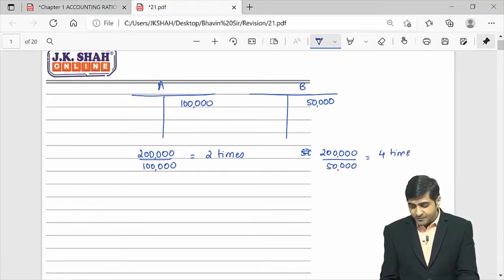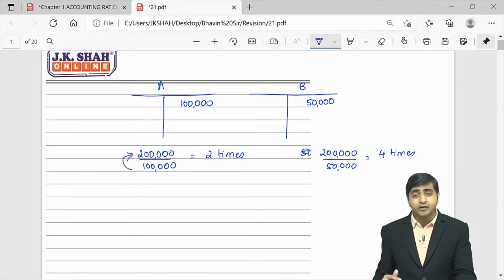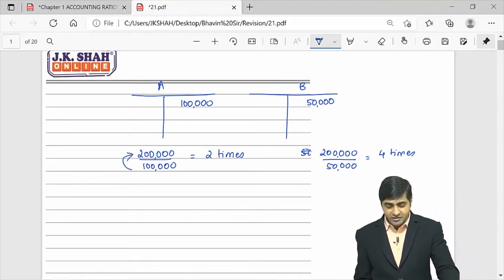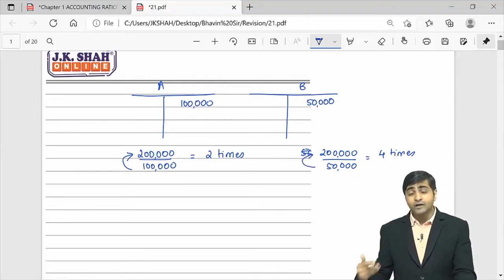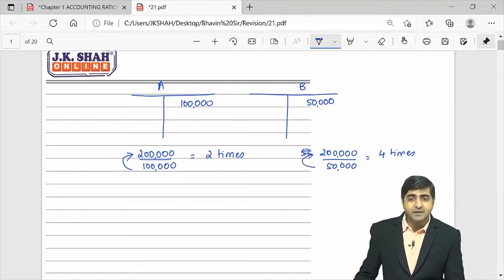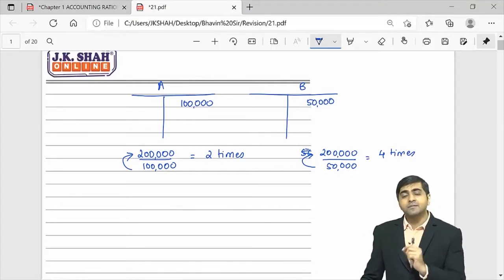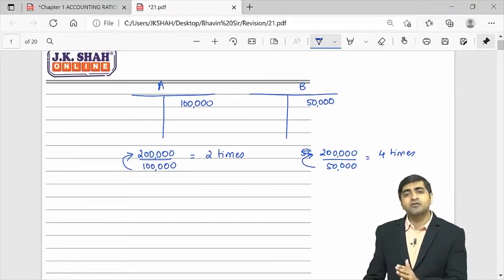So guys, company A is able to generate sales twice as compared to the fixed assets taken into consideration, and company B is able to generate sales 4 times as compared to the fixed assets employed. So please tell me, which company is efficient? Can I say company B? Because company B is able to generate more sales with a lower amount of fixed assets.